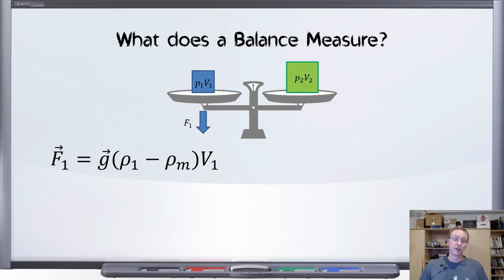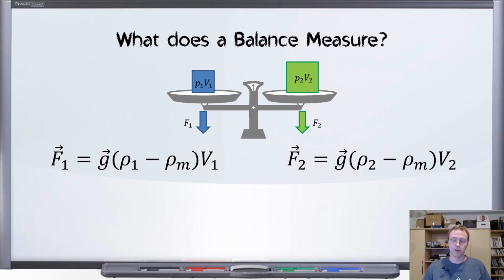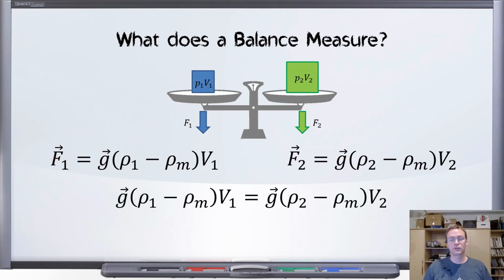Okay, here's a different mass, different volume, different density. It's a whole different thing, like we're measuring bananas on the one side and using our reference masses on the other side. So it has a downward force, and there's the equation for that one with the different density and the different volume. Now when we've balanced our balance, the two forces are equal, so we're going to set those equal.